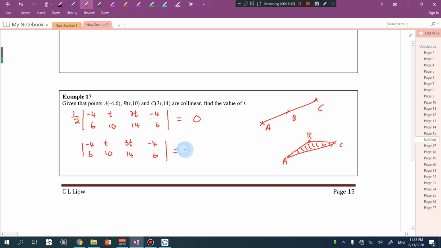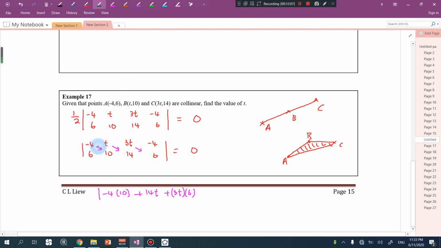Zero divided by 1/2, you get 0. Okay, so now let's go this way first. Plus, plus, plus. Okay. -4 times -4 times 10 plus 14t plus 3t times 6.